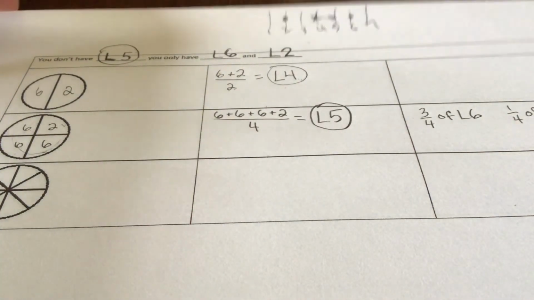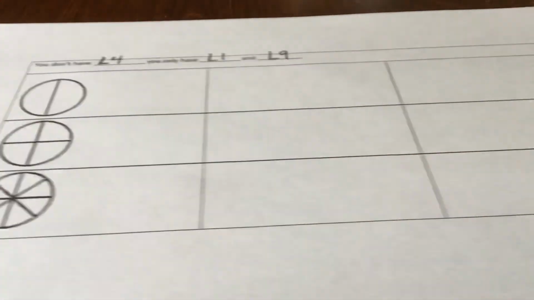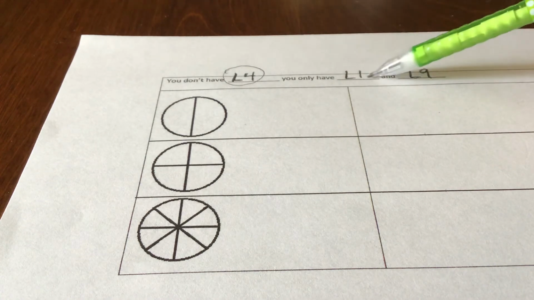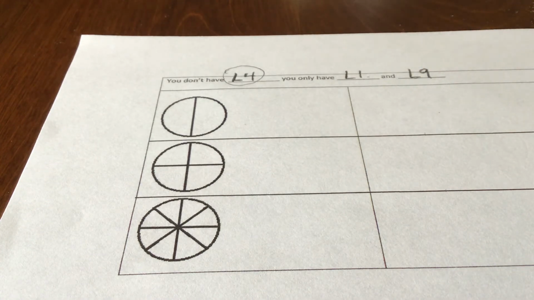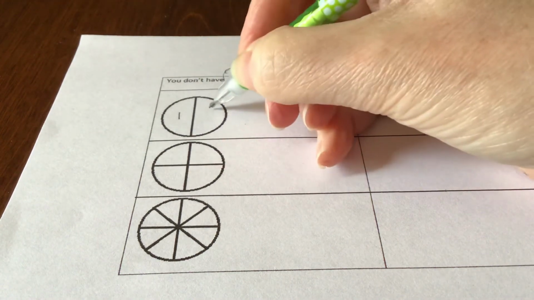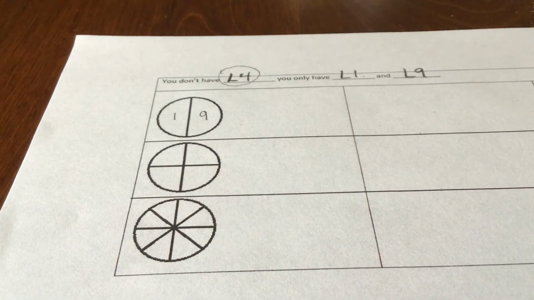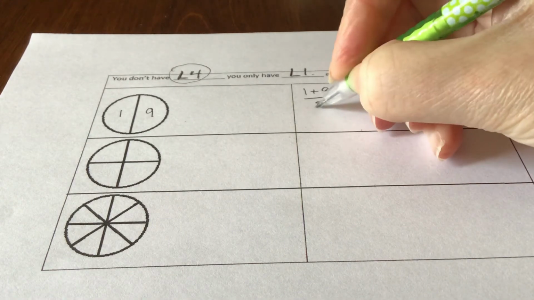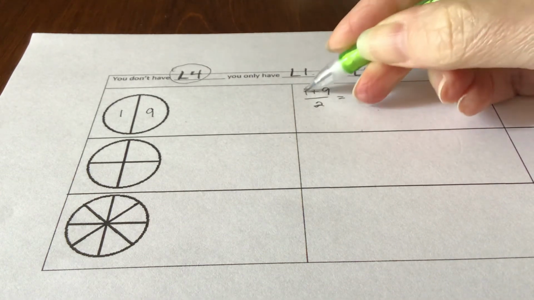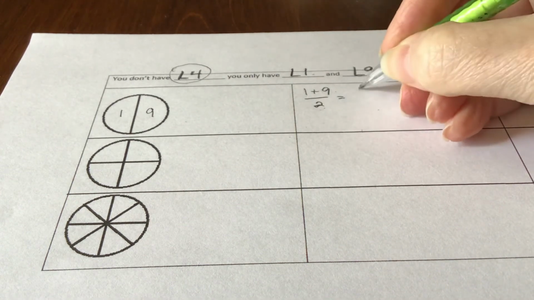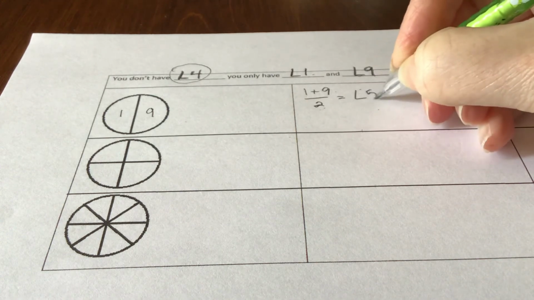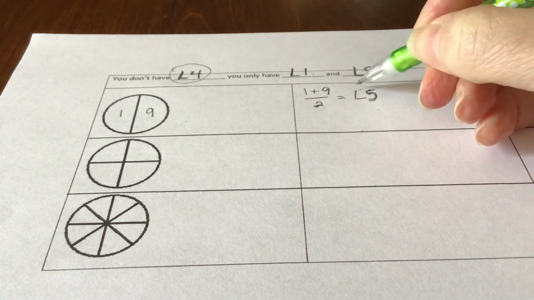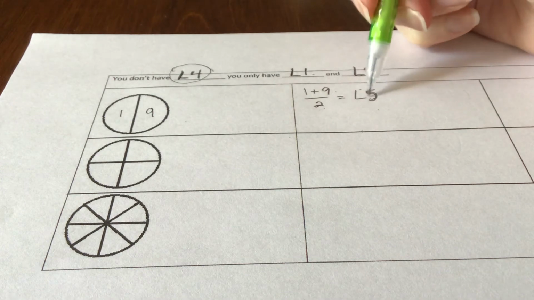Okay. I'm going to do one more. So in this case, we need a level 4, but all we have is a level 1 and a level 9. Okay. So if we mix half of it and half of it like that, we go 1 plus 9 divided by 2 because there's 2 sections. 1 plus 9 is 10 divided by 2. This is going to give us a level 5. That is not what we want. We need to be lower than that.